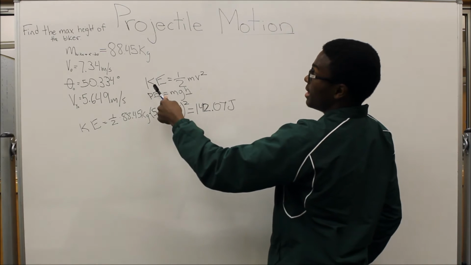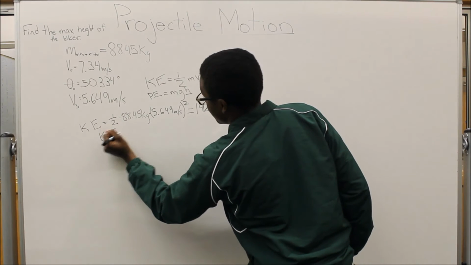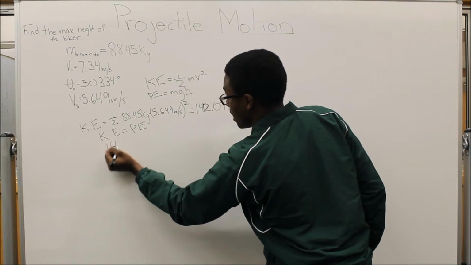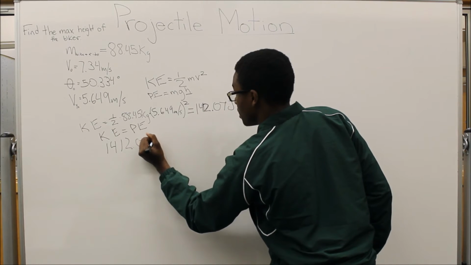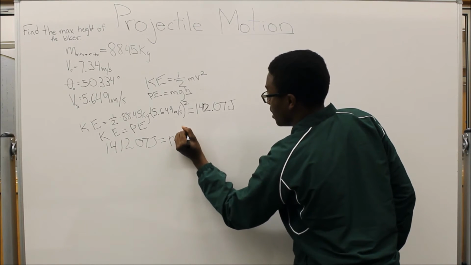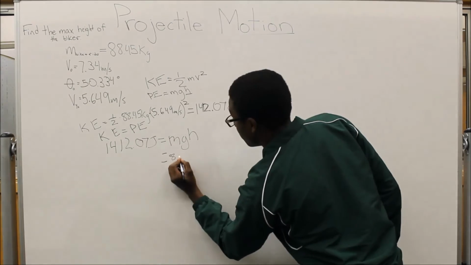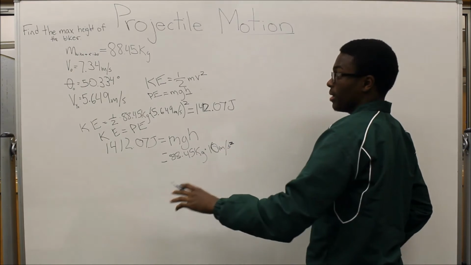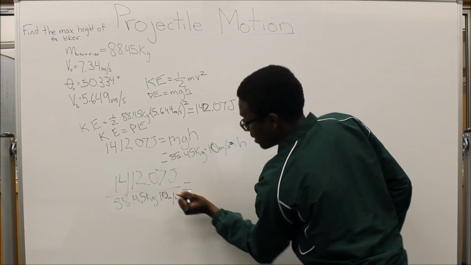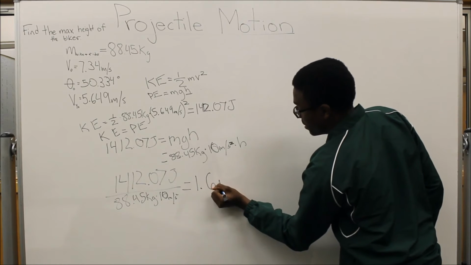Now we know that his kinetic energy is 1,412.07 joules, and that his kinetic energy is going to equal his potential energy. We can say that 1,412.07 joules is also equal to his mass times the gravitational acceleration times the height that he gets to. Again, we already know his mass and gravity, and so to calculate the height, we just divide. That gives us 1.6 meters.